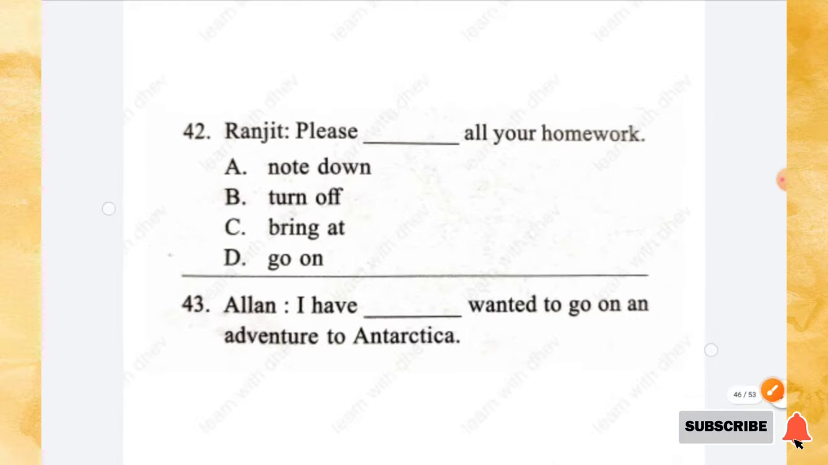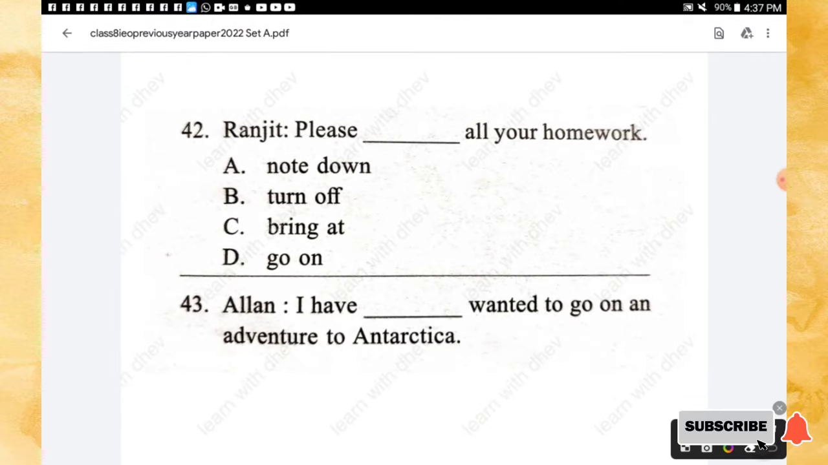Question number 42. Ranjit says, please to be filled up all your homework. Options are note down, turn off, bring out, go on. The answer is, please note down all your homework.